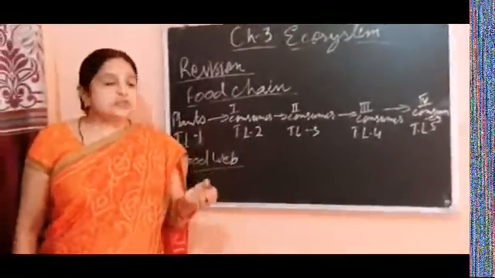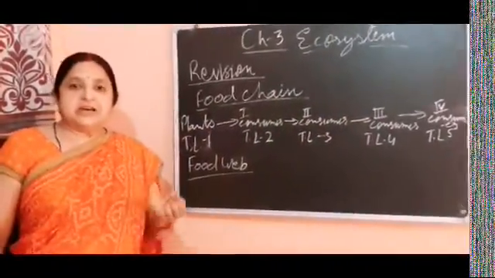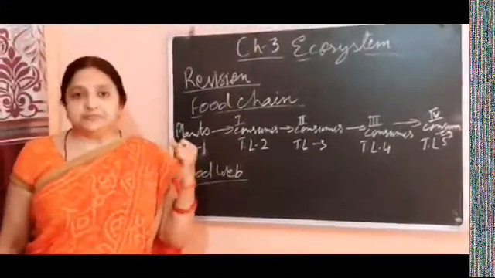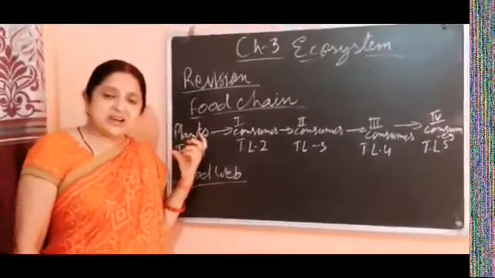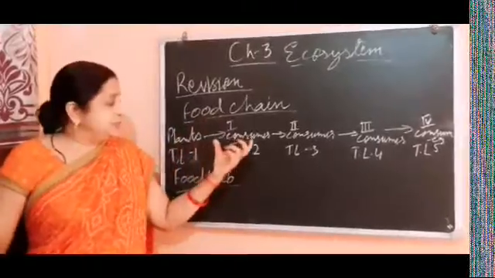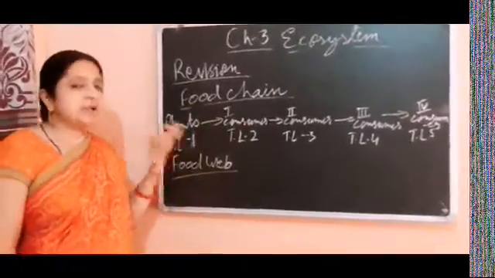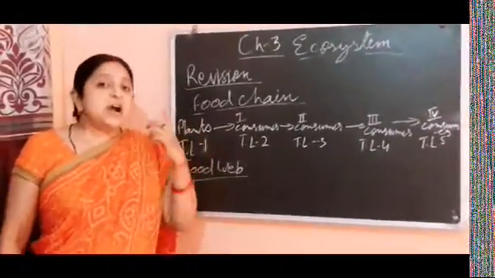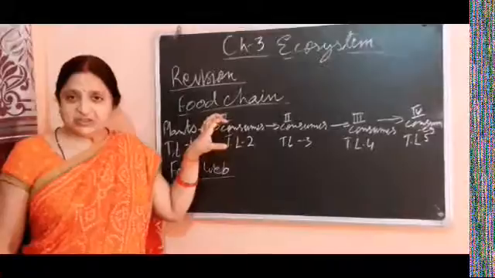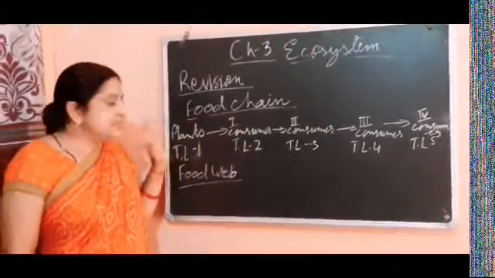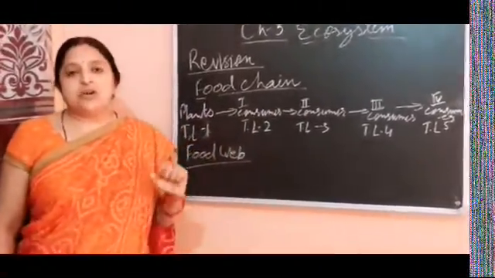Now we all know that as we go higher from plants to quaternary consumer, the number of organisms becomes low. There are a variety of plants found in our ecosystem, and these plants are eaten by the first consumers, means eaten by the herbivores. The number of herbivores is fewer than the plants, somewhat less than the plants. In this way, the number decreases, and the showing of this level is called food pyramid.